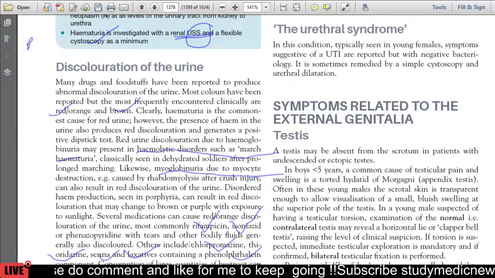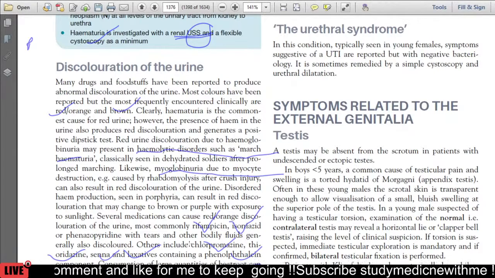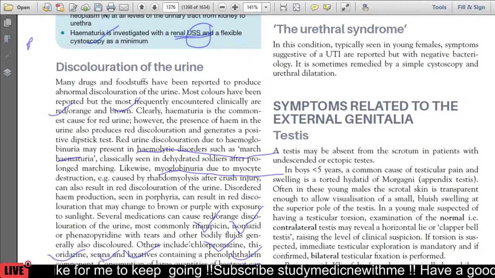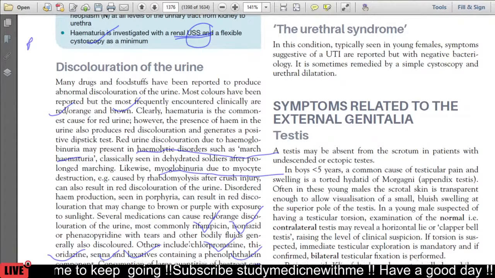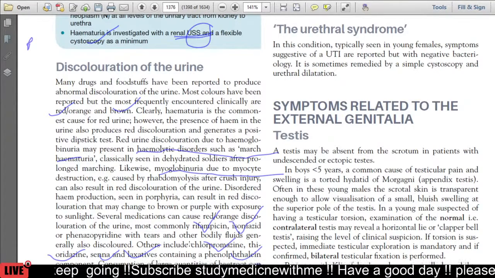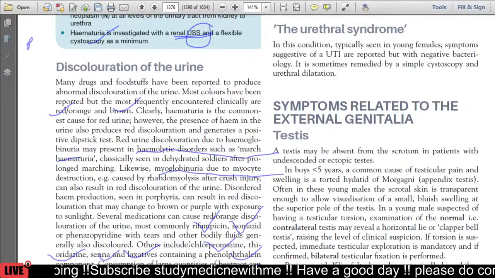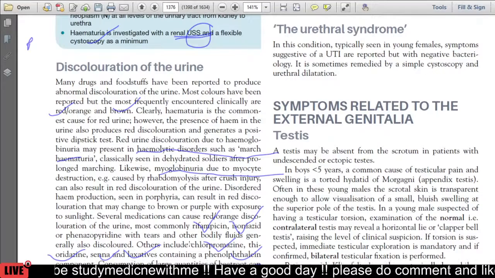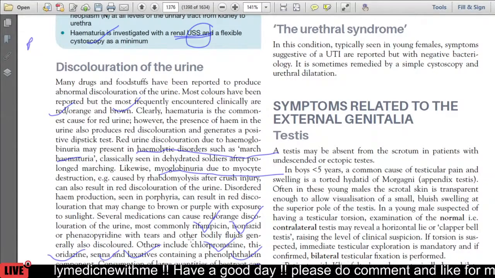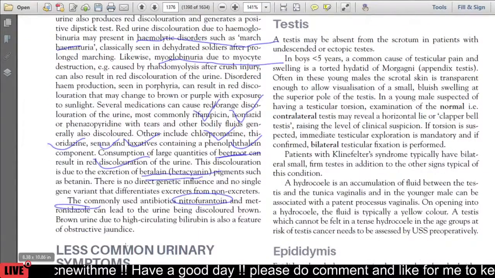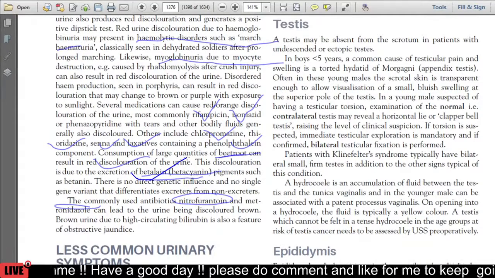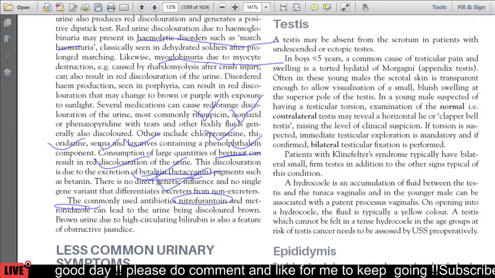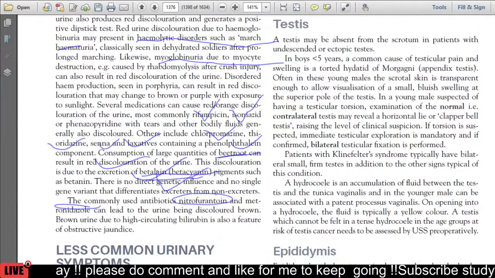Okay, and the other important cause that causes discoloration of urine is beetroot, and the main component that causes red urine in case of excessive consumption of beetroot is betanin. Is it betanin? I just remember betanin, but it is betalin. Betalin.